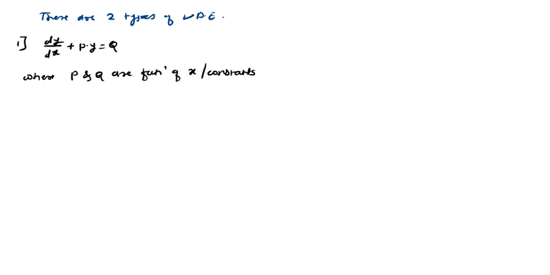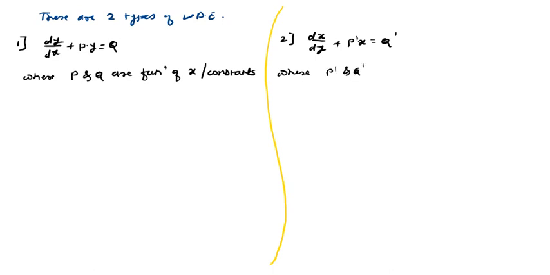Okay, so this is one type of linear differential equation, and the other type, that is number 2, is dx by dy plus p dash into x is equal to q dash, where this p dash and q dash are functions of y alone, or constants. Then these are called the linear differential equation.